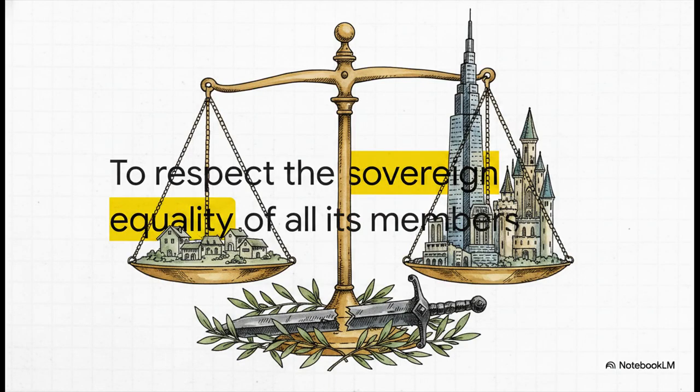And they anchored all these lofty goals on a set of core, non-negotiable principles. The absolute biggest one, to respect the sovereign equality of all its members. The Charter required a strict commitment from every state to settle disputes peacefully, to act in good faith, and to absolutely refrain from using the threat or use of force against anyone else.